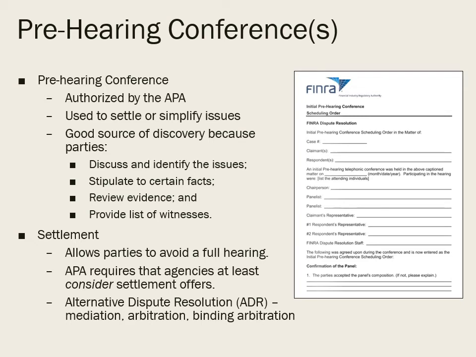Before you get to the hearing, there are a variety of pre-hearing conferences. There can be just one or there can be many. These are authorized by the Administrative Procedure Act, and they're used to settle certain issues or simplify issues. Pre-hearing conferences are also a source of discovery because you get a chance to speak with the opposing party and you can collaboratively identify sets of issues, agree on certain sets of facts or certain interpretations of the law. You can review evidence already collected, and you can review the opposing party's witness list.